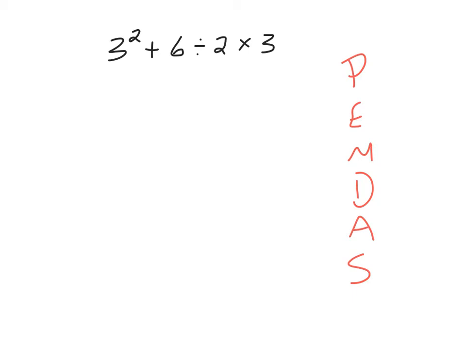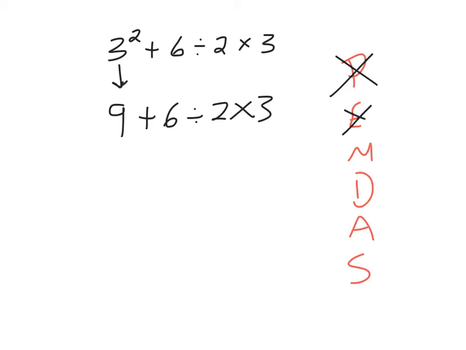P in PEMDAS. Are there any parentheses in this equation? There are not. Exponents. Exponents come next. So are there any exponents? There is one. So that's what I would solve first. 3 squared is 3 times 3 or 9. And it's a good idea to rewrite the whole problem. Keep track of 1 or 2 steps at a time. Exponents. There are no more exponents, so I'm done with exponents.